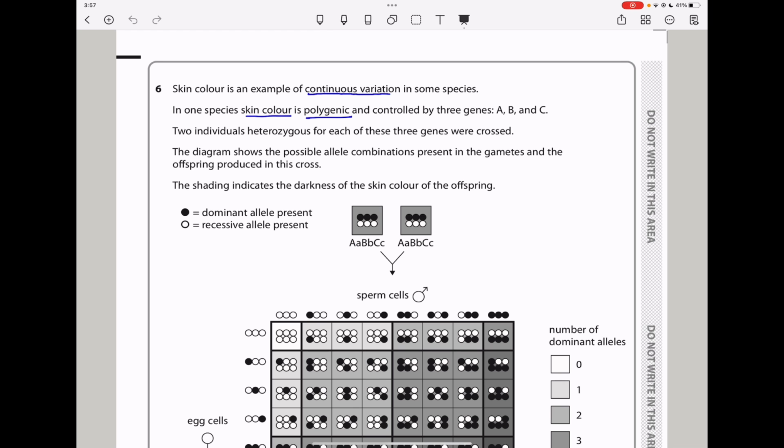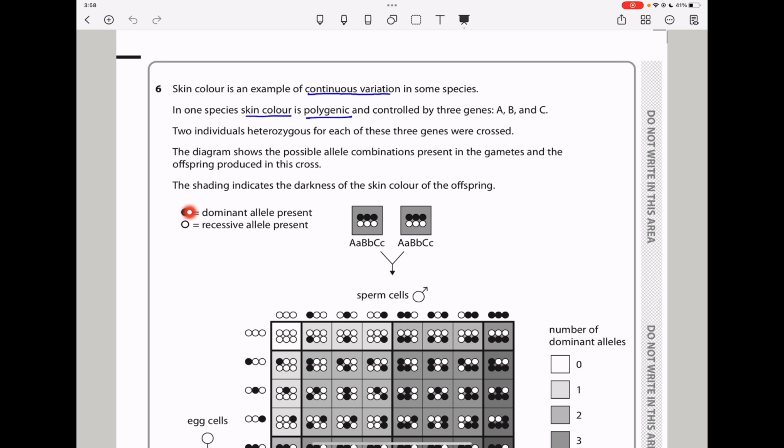Question 6. Skin color is an example of continuous variation in some species. In one species, skin color is polygenic and controlled by 3 genes, A, B, and C. 2 individuals heterozygous for each of these 3 genes were crossed, and the diagram shows the possible allele combinations present in the gametes and the offsprings produced in this cross. The shading indicates the darkness of the skin color of the offsprings.